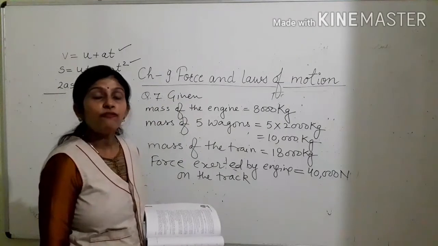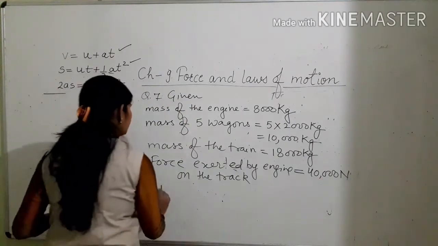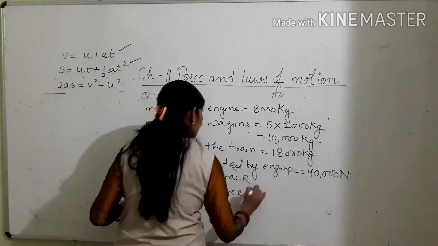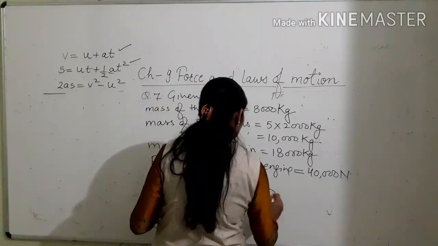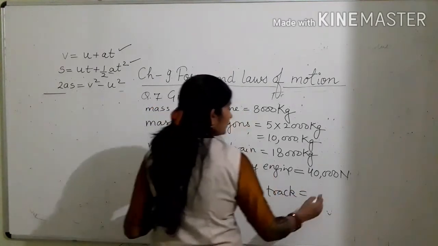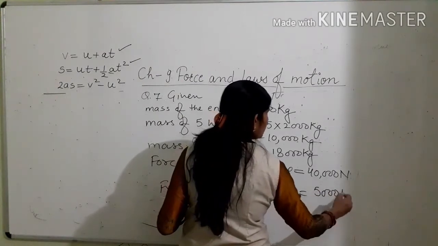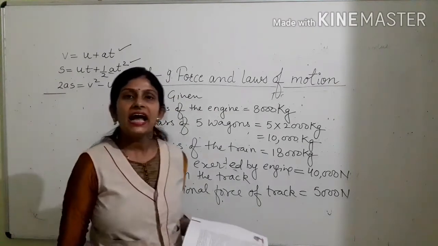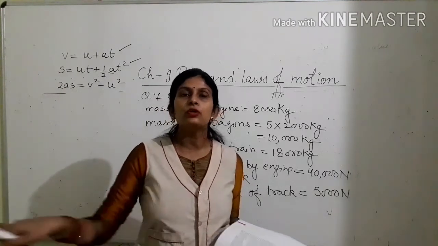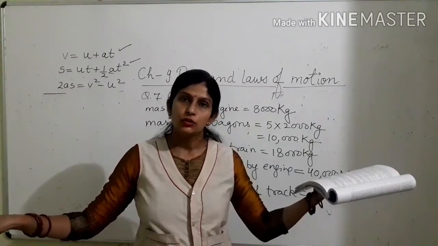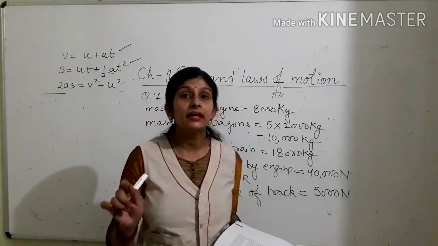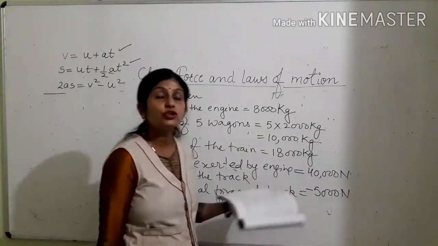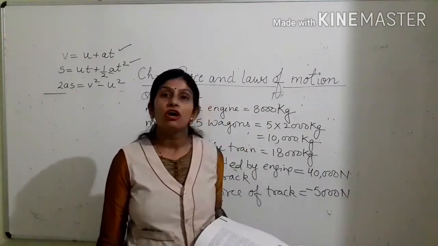And that track offers a frictional force on the train of 5,000 Newton. And we know that frictional force always acts in the direction opposite to the direction of the motion of the object. So it is in minus or negative. So I am writing here minus for showing the oppositeness of this force.